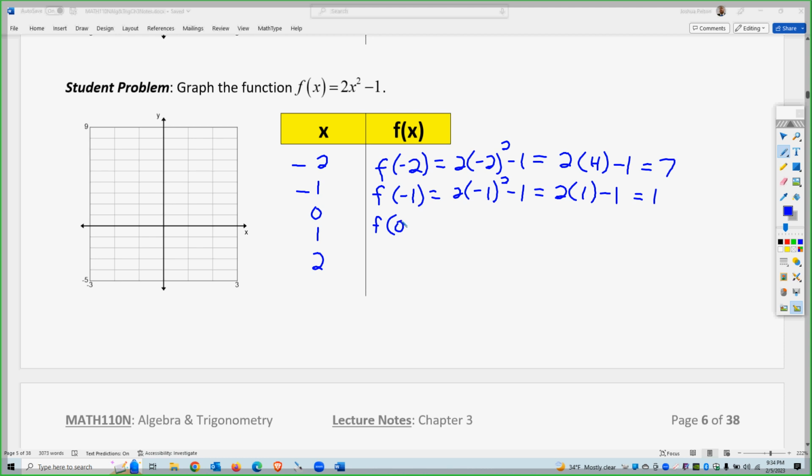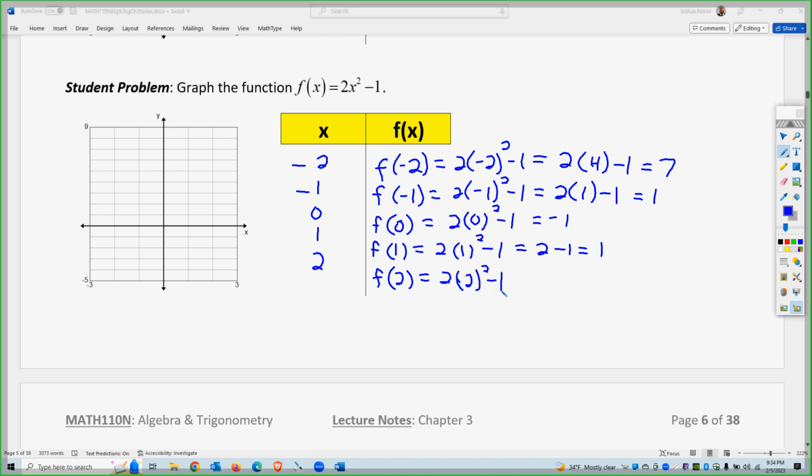So the function value at 0 is 2 times 0 squared minus 1, or that's just negative 1. That's easy, because 0. And we have f of 1 equals 2 times 1 squared minus 1. So that's really 2 minus 1, or just 1. Whoa, what happened there? Let me fix that. Okay, then we have f of 2 equals 2 times 2 squared minus 1. So we have 2 times 4 minus 1, so 8 minus 1 is 7.